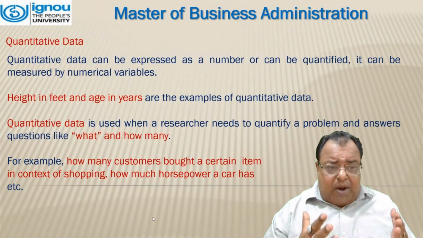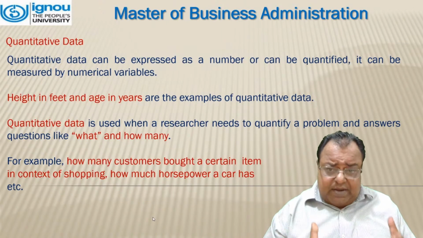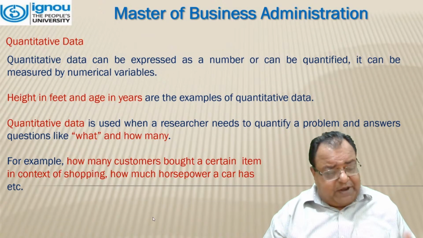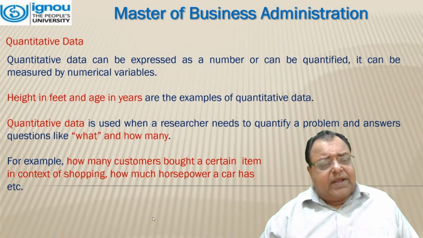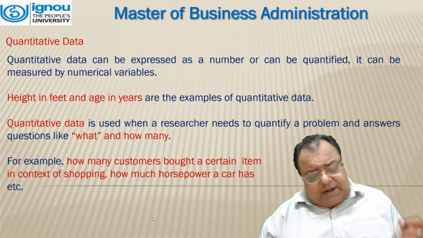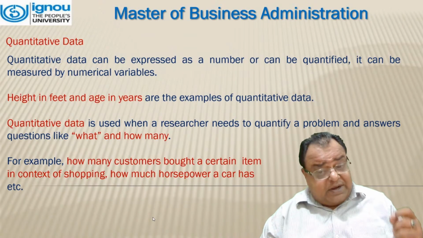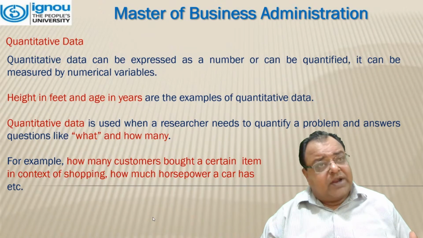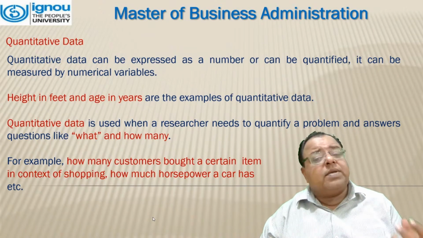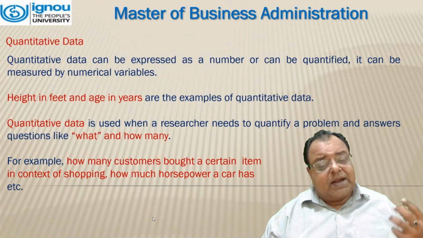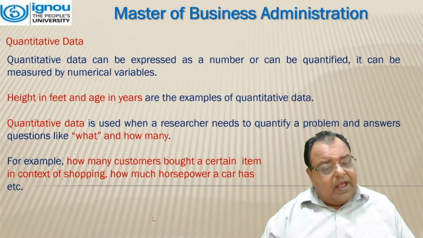Quantitative data. Quantitative data can be expressed as a number or can be quantified. It can be measured by numerical variables. Height in feet and age in years are examples of quantitative data. Quantitative data is used when a researcher needs to quantify a problem and answers questions like what and how many. That means related to some numbers. For example, how many customers bought a certain item in context of shopping, how much horsepower a car has, etc.